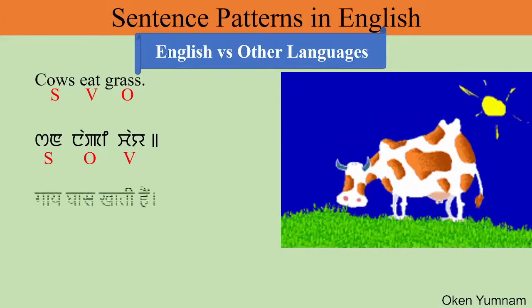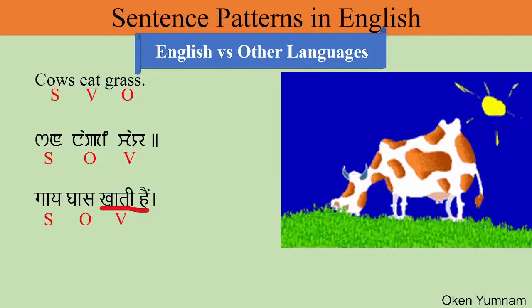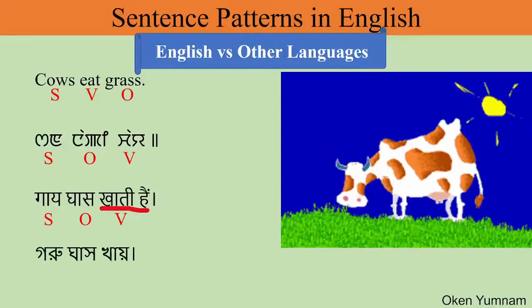Now similarly, look at this Hindi sentence. Guy घास खाती है. Guy is the subject, घास the object, खाती है the verb. Next, look at this sentence. Goru घास खाए. This is a Bangla sentence. Here, Goru stands for the subject, घास the object, खाए the verb. So you find that most Indian languages have this SOV pattern instead of SVO. Of course, it is not like this for all languages. So whatever language you know, you can try to find out its pattern. So that much for sentence patterns in English.